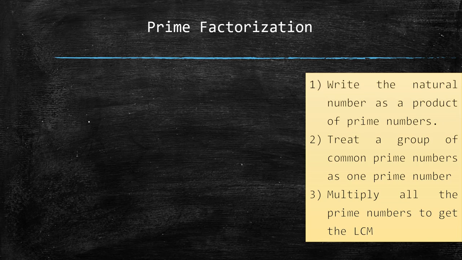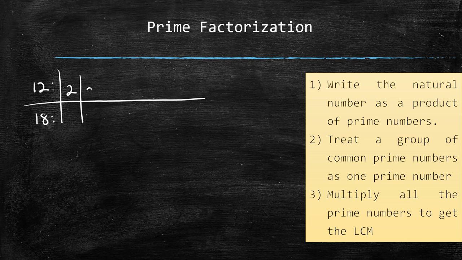Now let's look at the prime factorization method. We are going to solve the same problem, 12 and 18. To solve this problem, we just simply list prime factors of 12. So we have 2, 2, 3, and then we have 2, 3, 3. And we group all the common numbers together.